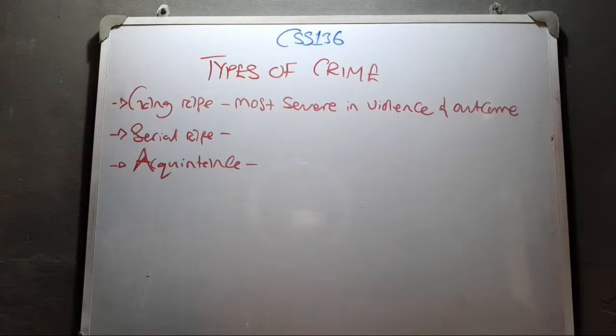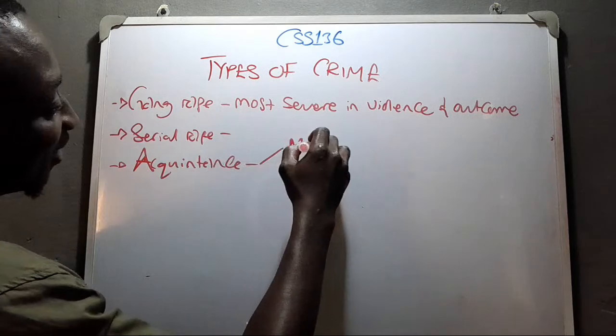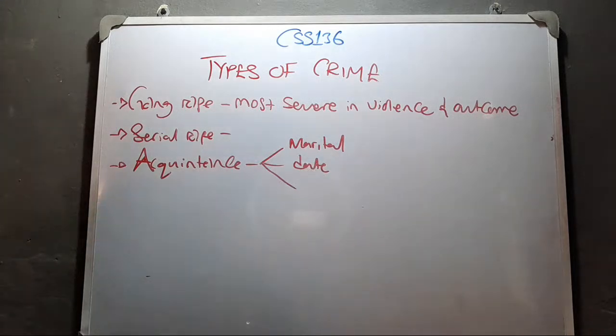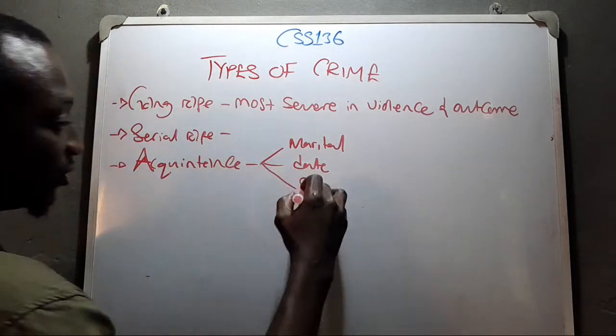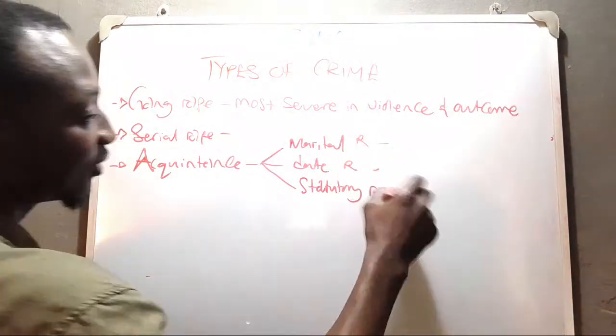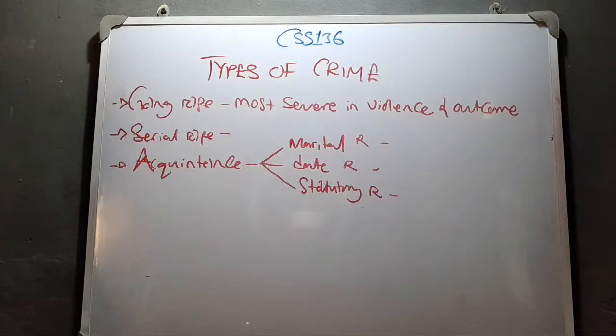marital. Wow, this is interesting. Marital, we have date, and the third one is statutory. All right. Under marital rape, it says here the forcible sex between people who are legally married. A legally married husband cannot be charged with rape. Could be interesting.